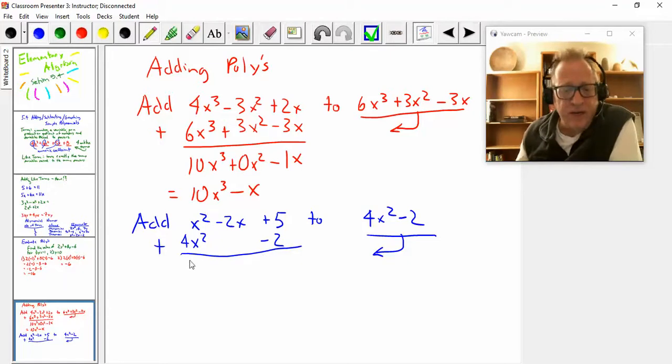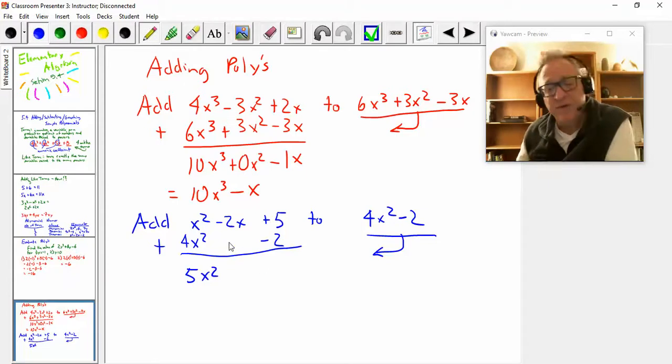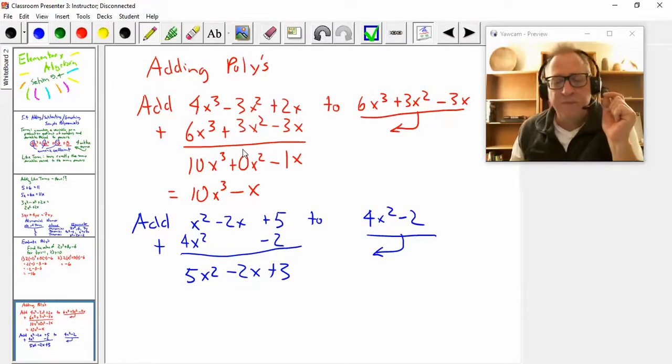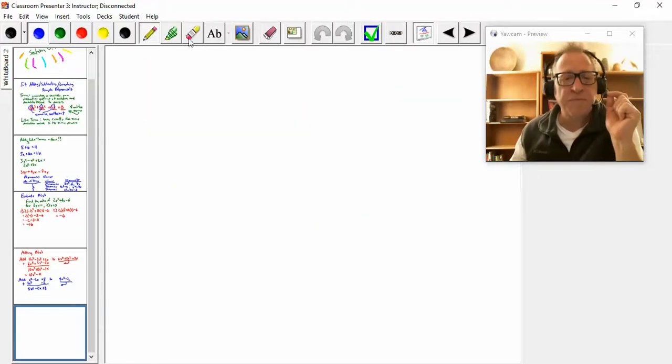Okay, so now I just add terms. I got x squared plus 4x squared. That makes 5x squareds. I still have my minus 2x. I'm adding 0 to it. Well, I still have my minus 2x. And I got plus 5 minus 2, or plus 3. There we go. Simple Simon. Adding polynomials. Line them up on top of one another and line up the like terms and just add straight up and down. Subtracting polynomials is similar, but I'm going to add a trick.